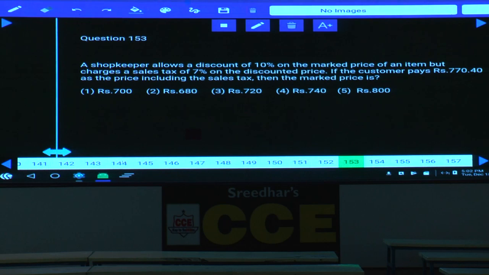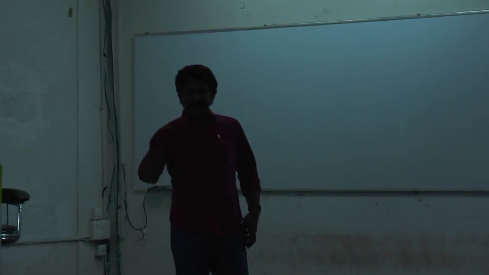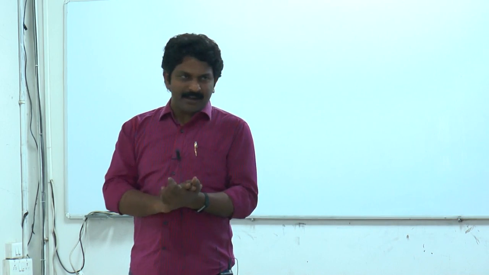Next. A shopkeeper allows a discount of 10% on the market price of an item but charges a sales tax of 7% on the discounted price. If the customer pays 770.4 as the price including the sales tax, then what is the market price? I will tell you this, wait. Now, let us say the market price is 100%. How much discount is he giving? If it is 100%, he will reduce the value by 10% and the value becomes 90. And again, out of 90% he is charging sales tax of 7%. Don't calculate the exact 7% value on 90%.